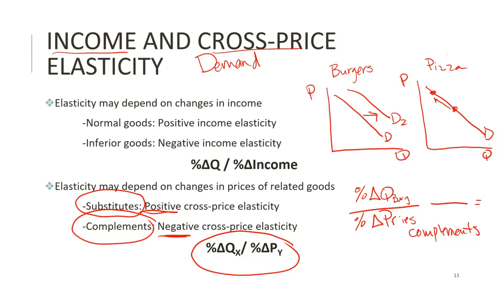So when we do percentage change in quantity of burgers divided by percentage change in price of pizza, we have a positive quantity change. And we have a positive price change because price increased and quantity increased. So we're going to get a positive number here. That's going to tell us that it's a substitute.